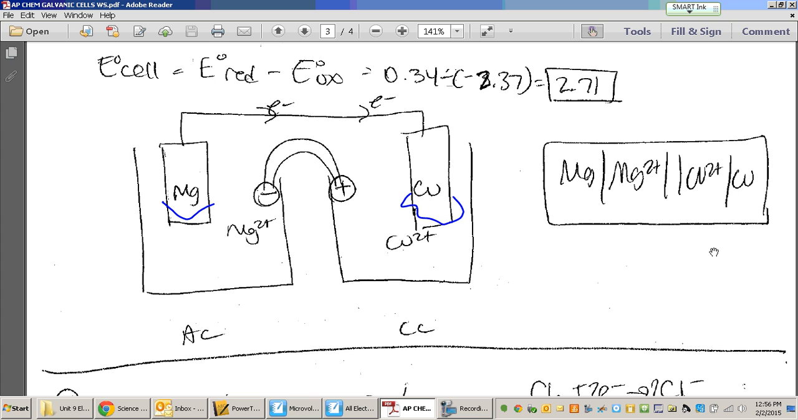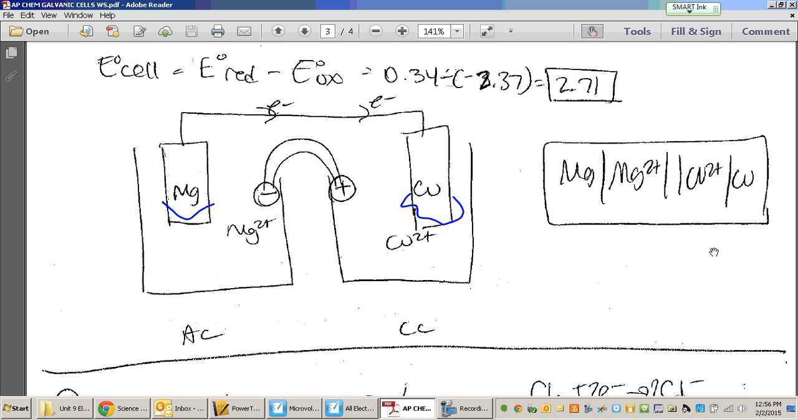And then the salt bridge: as this loses electrons, it's becoming more positive, so the anion is attracted. In this case, what's the anion in my salt bridge? What was the general one I said to use? Potassium nitrate. So nitrate would be traveling that way, and then this one is getting more negative as it gains electrons, generally in the cathode. So as it gets more negative, for the charge balance that has to occur, the cation travels this way. So potassium would be traveling.